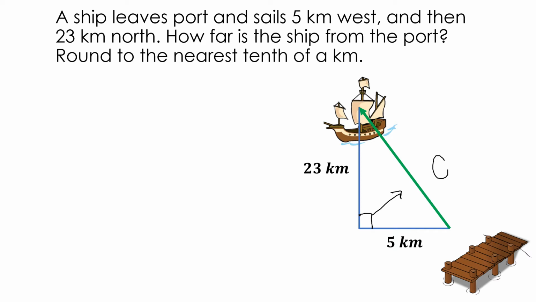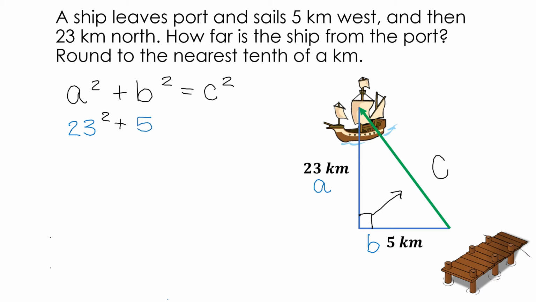Let's go ahead and write down our formula. A squared plus B squared equals C squared. I'm going to label 23 as my A value and 5 as my B value. And let's go ahead and plug in those numbers. 23 to the second power plus 5 to the second power equals C to the second power.